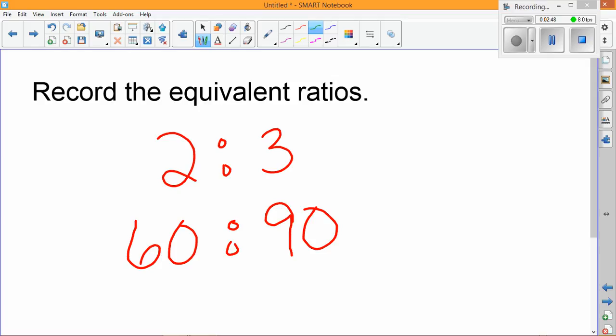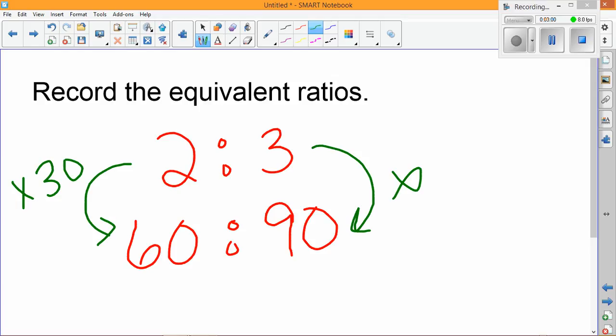So if we notice, how do I get from 2 to 60? And how do I get from 3 to 90? What can I multiply by? Well, it might be easier to see it in the 2 to 60, but I'm multiplying by 30. And notice that that 30 that I was multiplying by is how much each piece of the tape diagram is worth. And if you notice, I can multiply the other side by 30. That makes these ratios equivalent. There's a constant that I can multiply by to get from one ratio to the other.